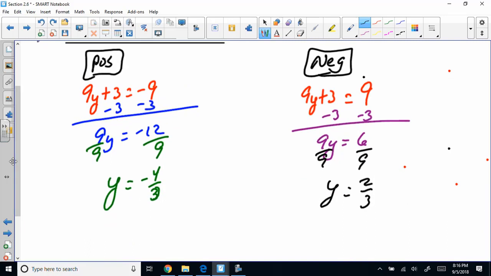Now, it's an "and." It's a compound inequality, right? It is negative 4/3 and guess what? 2/3, right? It's both of those, because both of those satisfy the absolute value equation. Questions?